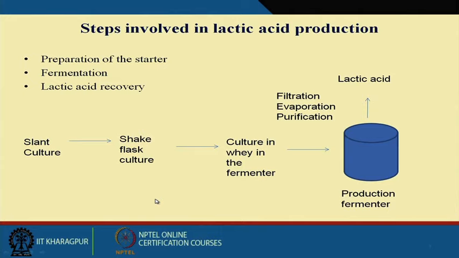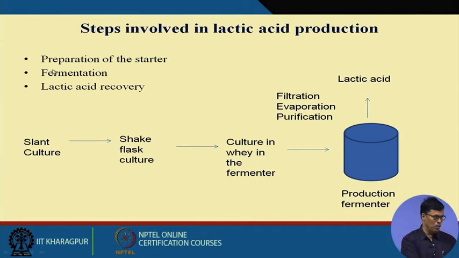Now, let me show you the steps involved in lactic acid production. We prepare the culture in a slant, and from the slant we inoculate the media in shake flasks. The slant is the solid media, the agar slant to grow the culture, and then we grow the culture in liquid media in the shake flasks. After that it grows in control fermenters, and we get the cell mass. This cell mass we put in the production fermenter, which produces lactic acid, but it passes through different downstream processing steps like filtration, evaporation, and purification.